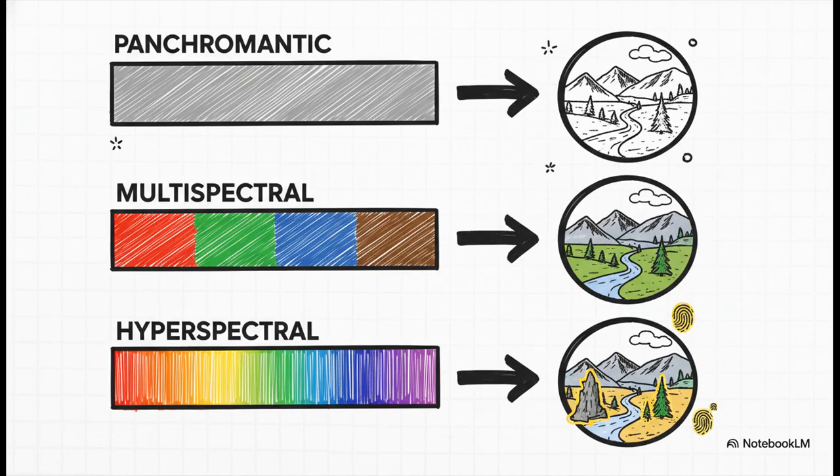Second is spectral resolution. And we just covered this one, right? It's the sensor's color vision. Are we talking about the simple black and white view of a panchromatic sensor, the few key colors of a multispectral sensor, or that incredible supercolor vision of a hyperspectral sensor that can basically taste the chemical makeup of what it's looking at.